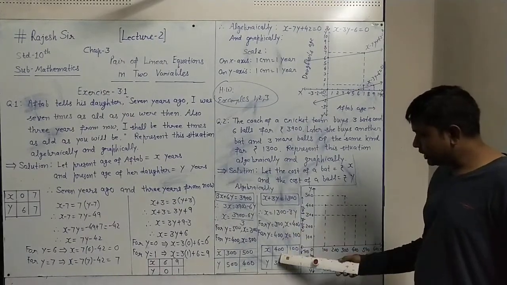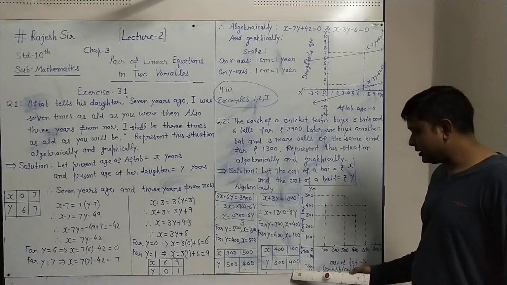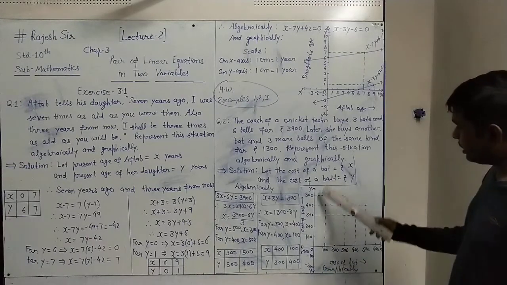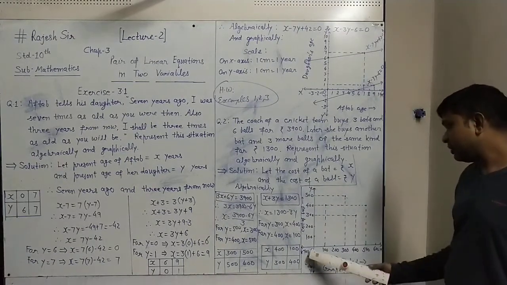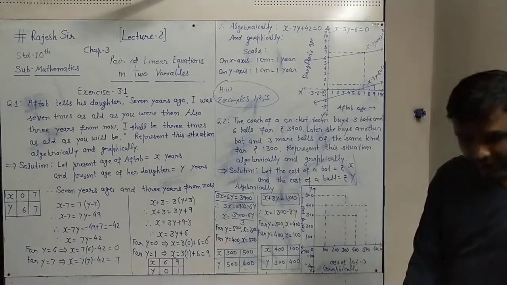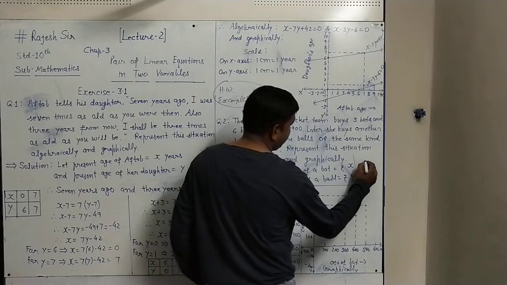X equals 400, at that time y is 300. When x is 100, y is 400. Now the graphical presentation is here. We have shown x dash and y dash. Here 1 centimeter equal to 100 units I have taken. So about the scale, you have to write on the graph.